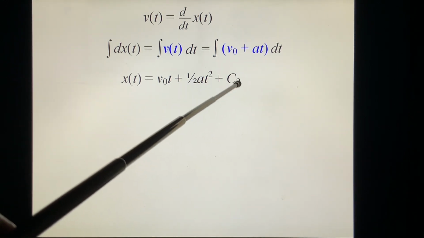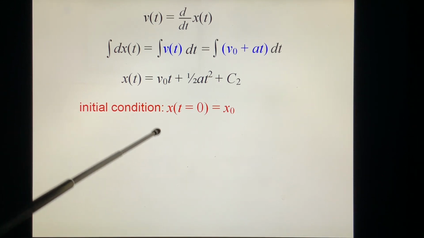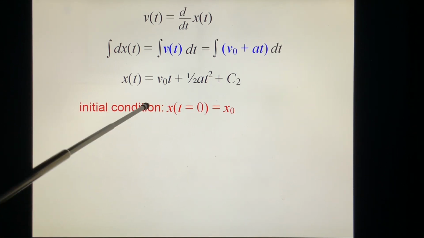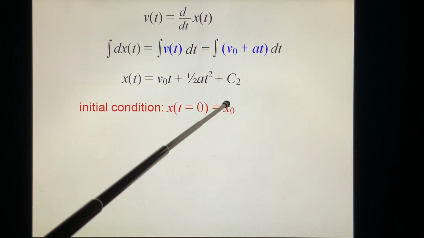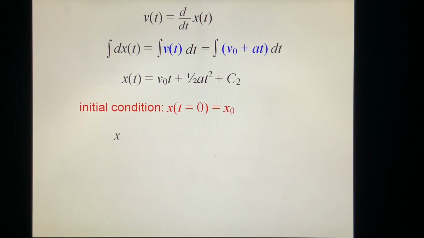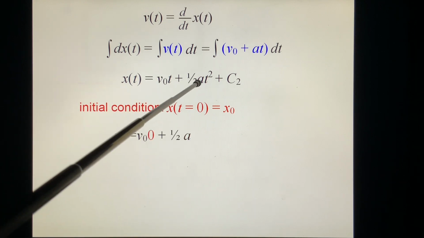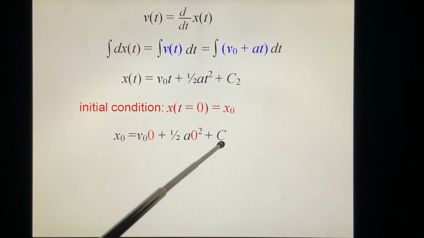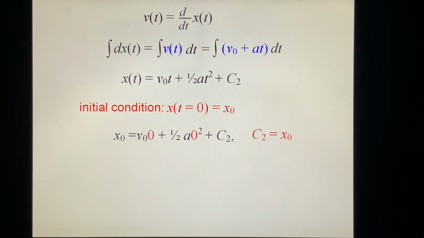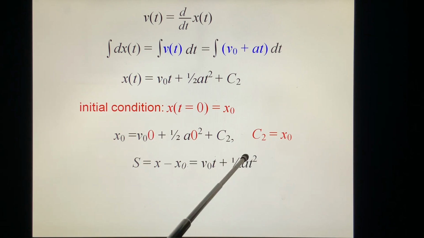And c2 is from the initial condition. When time equals 0, the position is x0, the initial position. So we put it inside and get x0 equal to v0 times 0 plus half a 0 squared plus c2. We get c2 equal to x0. Putting it inside, we get s equal to x minus x0, the displacement, equal to v0t plus half a t squared, which you are quite familiar with.